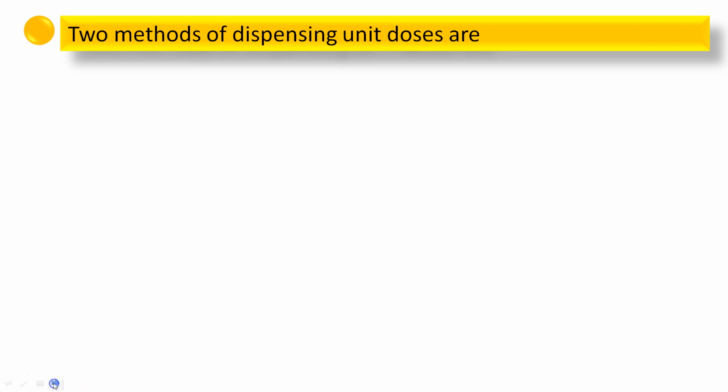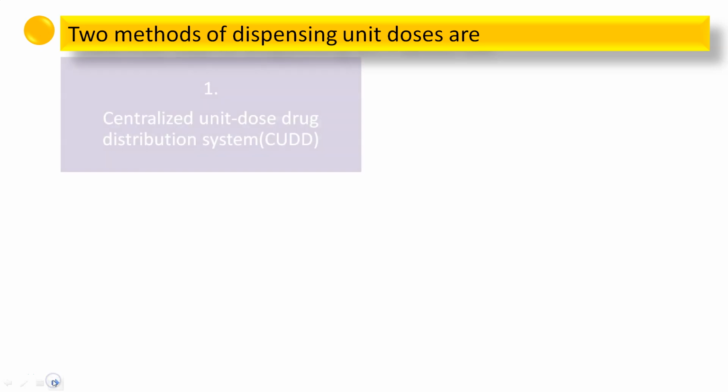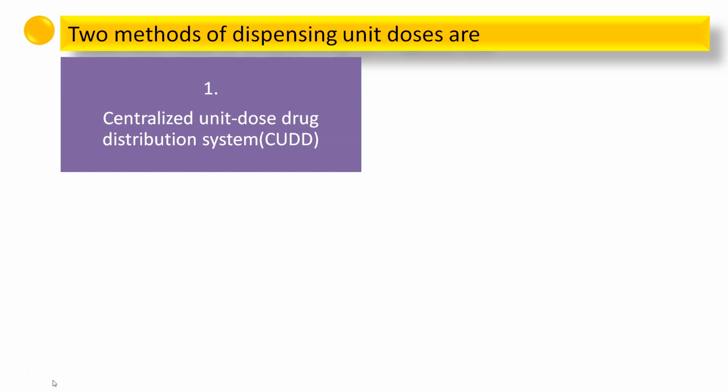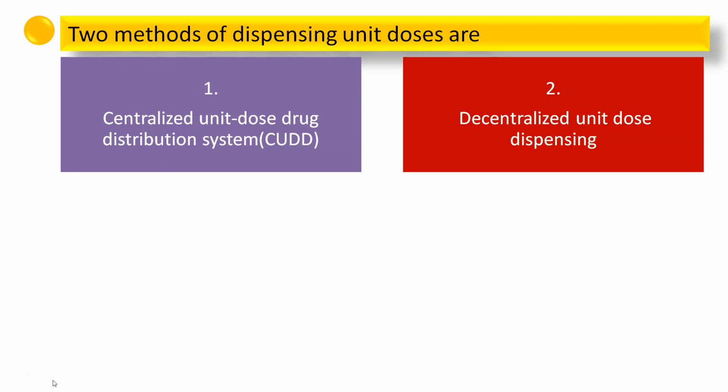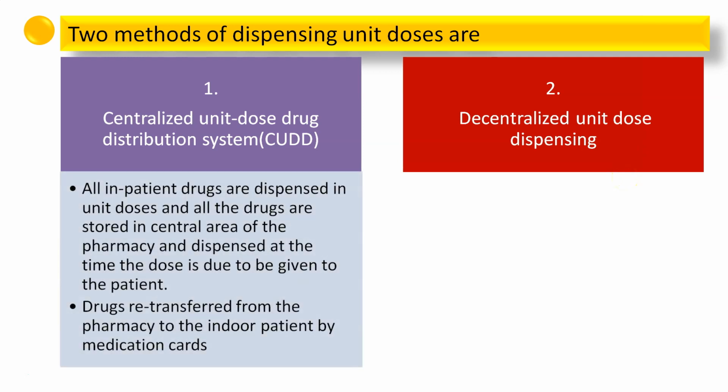Now, in this lecture session, we shall talk about the two methods of dispensing unit dose, which are categorized into the centralized unit dose drug distribution system, and the second one, the decentralized unit dose dispensing system. Here we are studying two methods of dispensing unit dose systems. Now we shall understand what the centralized unit dose drug distribution system is.